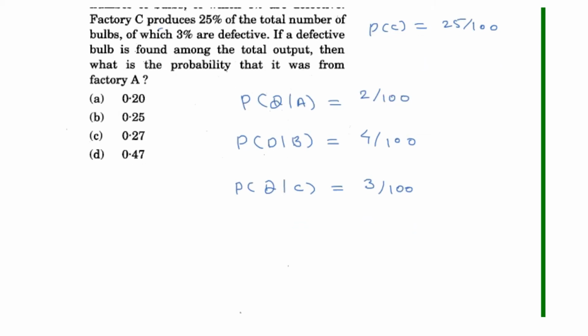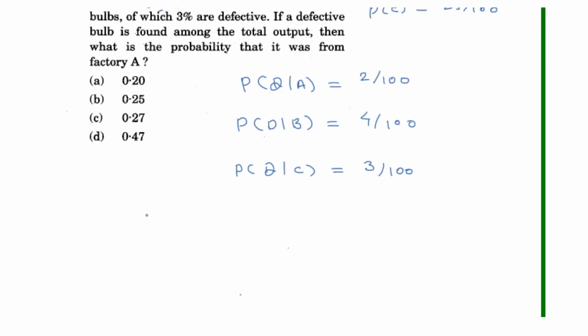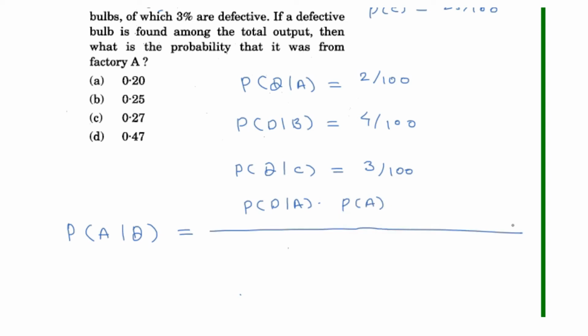And they ask about the probability that we got a defective item, what is the chance that it came from factory A. So probability of A given D is what they have asked, and with the help of Bayes formula we can write this probability as probability of D given A into probability of A, divided by the summation of all these kinds of probabilities.